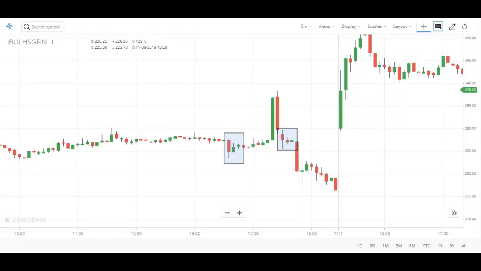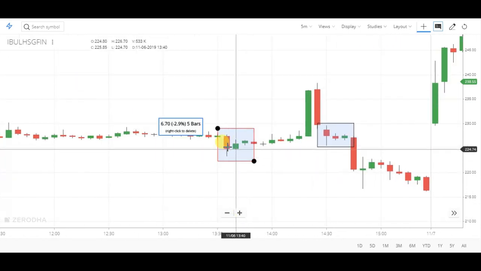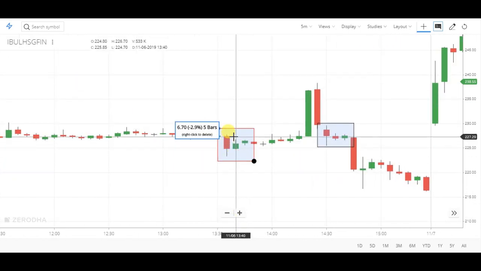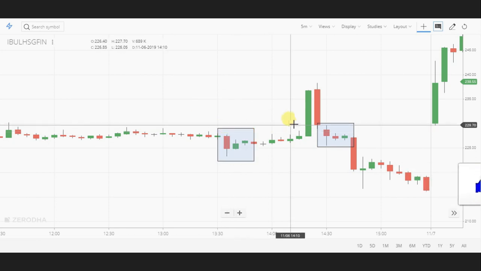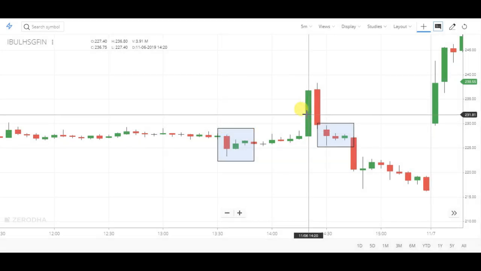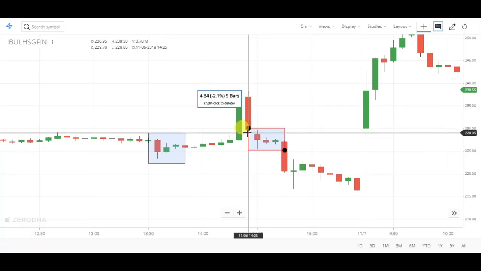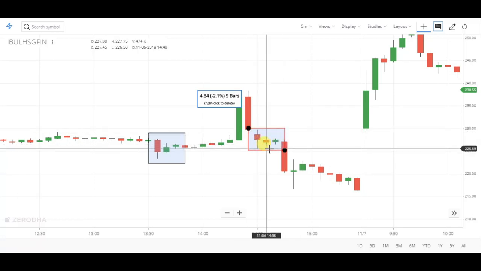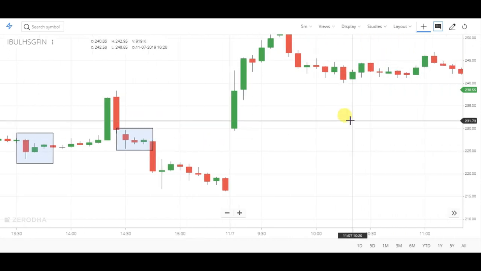Now let's go to another chart, and this is the chart of IIFL Housing Finance. We can see this pattern is formed over here, and the high of this candle is broken at this particular candle, and the 1 to 1 risk to reward ratio is achieved at this candle. On the same day, we can see that this pattern is formed, and this candle broke the low of the first candle, and the 1 to 1 risk to reward ratio is achieved.